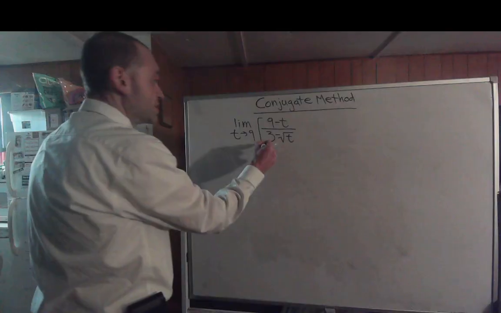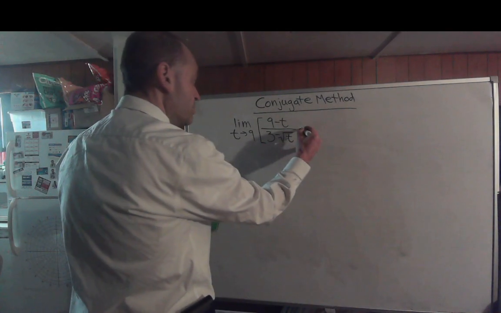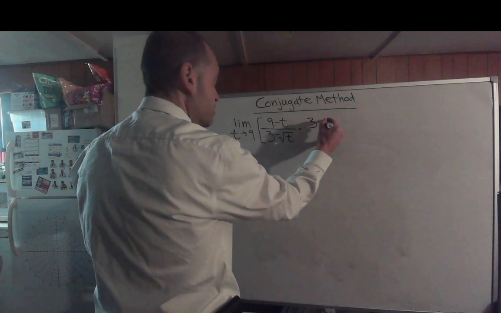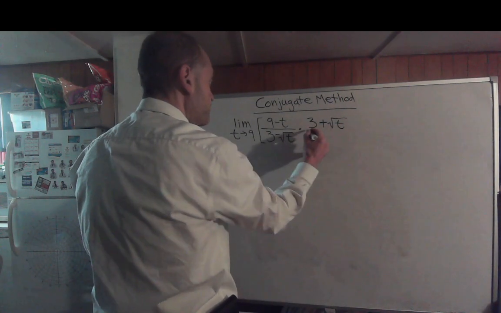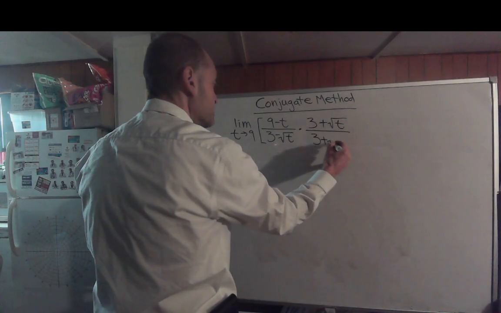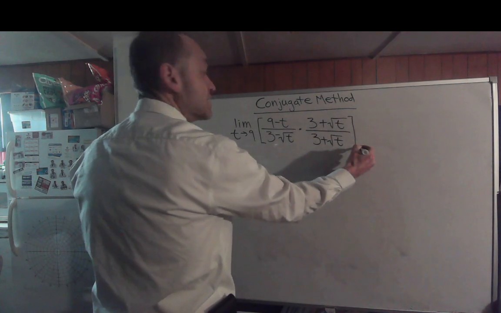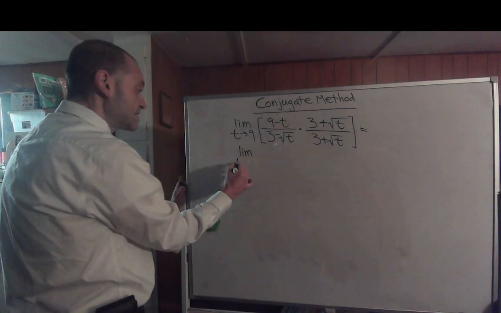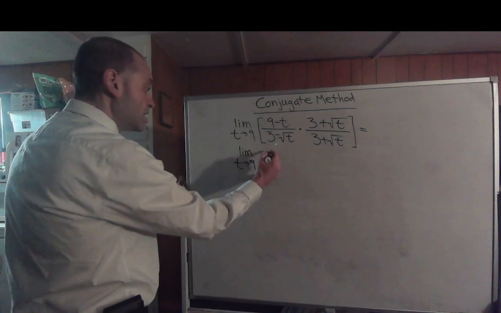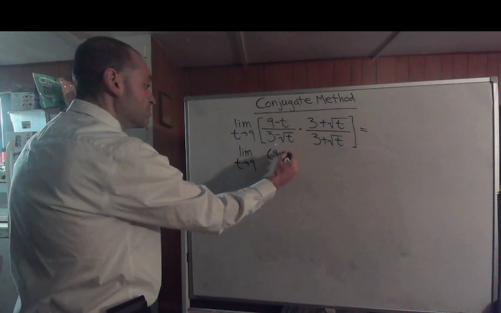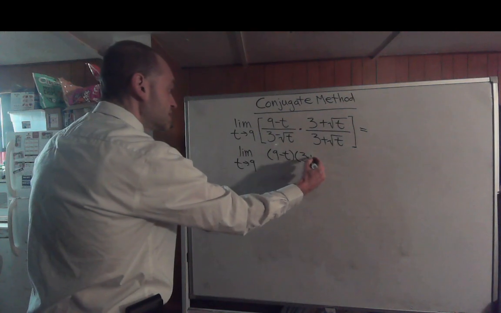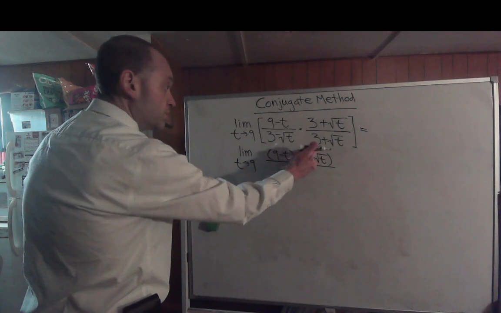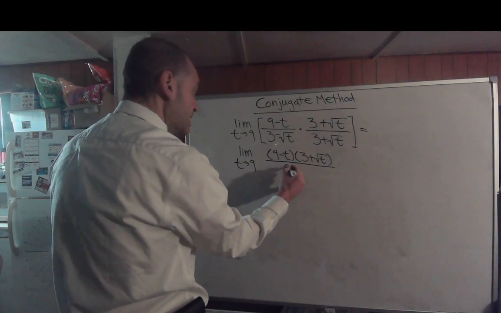So here's what we're going to do. I'm going to multiply both numerator and denominator by the conjugate of 3 minus the square root of t, which would be 3 plus the square root of t, all over 3 plus the square root of t. When you do that, you would end up getting the limit as t approaches 9 of the quantity 9 minus t times 3 plus the square root of t, all over, if you FOIL the denominator, 9 minus t.